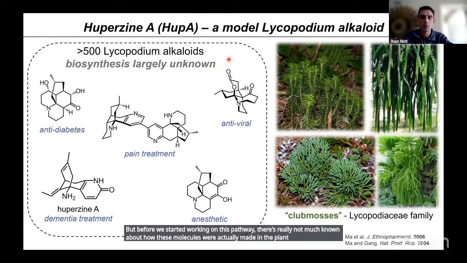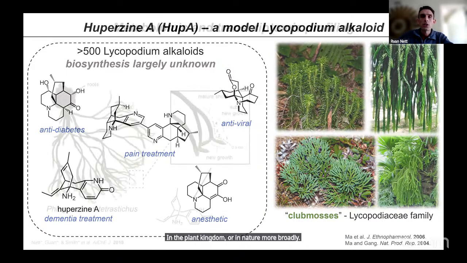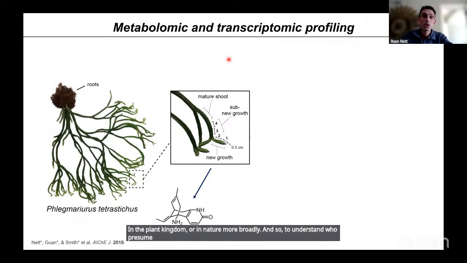And so this seemed like a really uncharted realm of plant metabolism that we could dig into to look for both new enzymes as well as new chemical transformations that perhaps had not yet been observed in the plant kingdom or in nature more broadly. And so to understand huperzine biosynthesis, the first thing that we wanted to do was understand where and when it's being made in the plant.